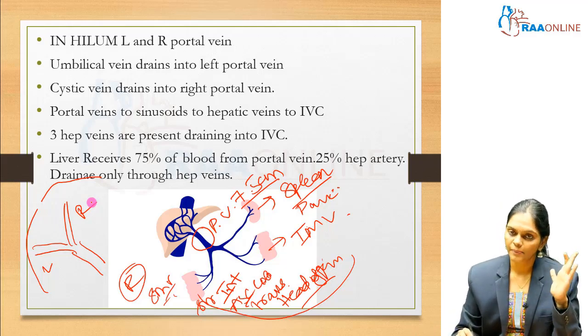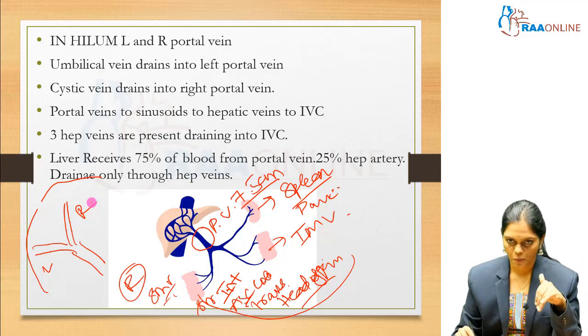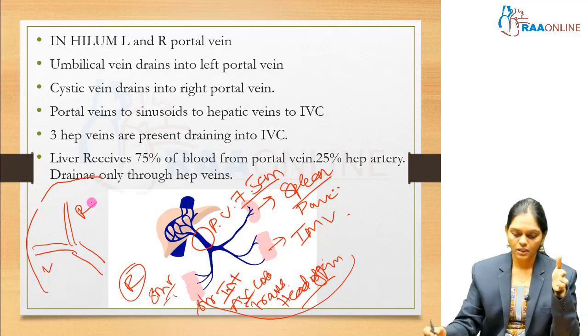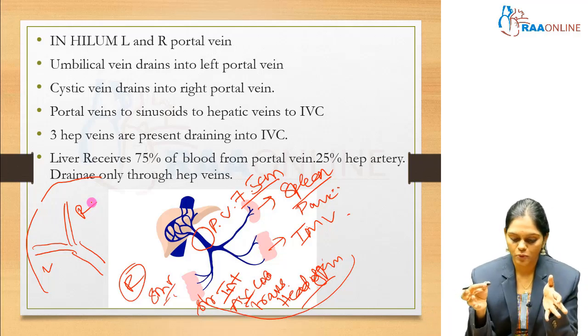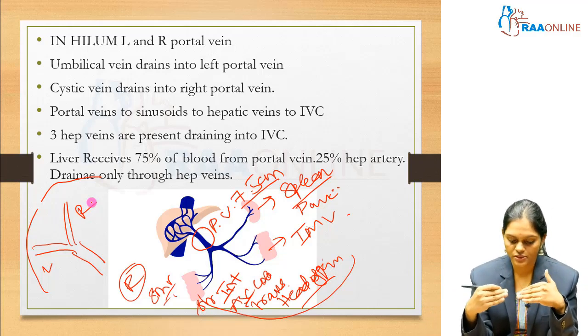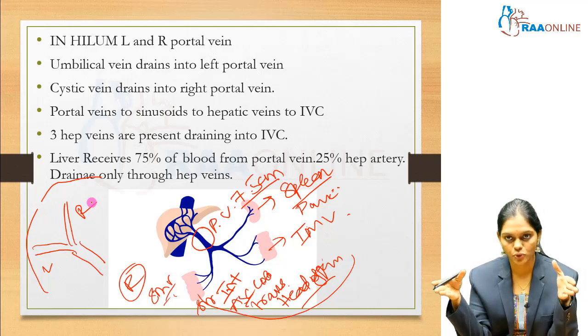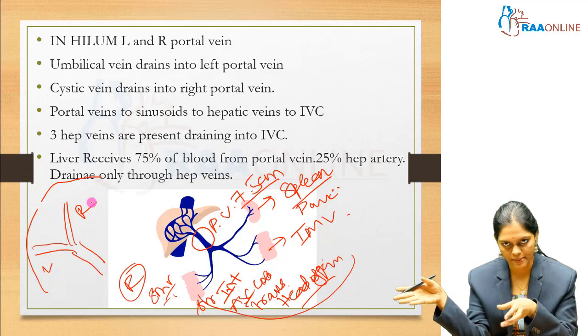Okay. Umbilical vein is going to drain into the left portal vein, and cystic vein from the gallbladder, which is going to carry the gallbladder blood, is going to be draining into the right portal vein. Okay. Now, where does it join? The left and right portal veins are going to drain into structures called sinusoids. These sinusoids are very important and crucial structures. We'll be reading about sinusoids separately.